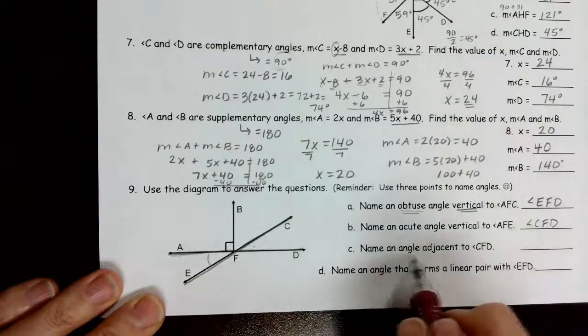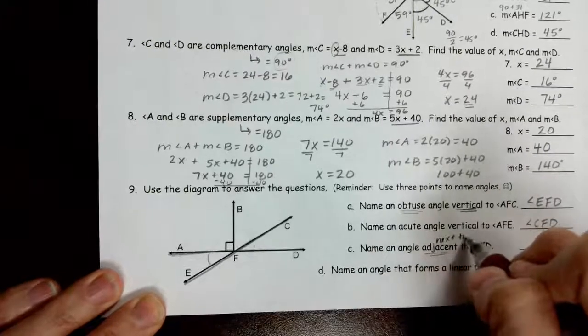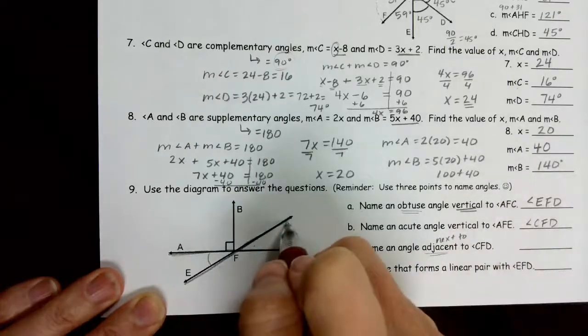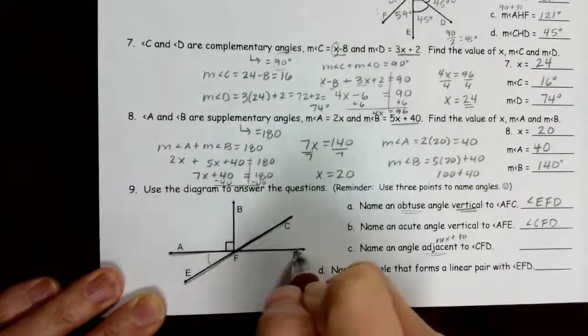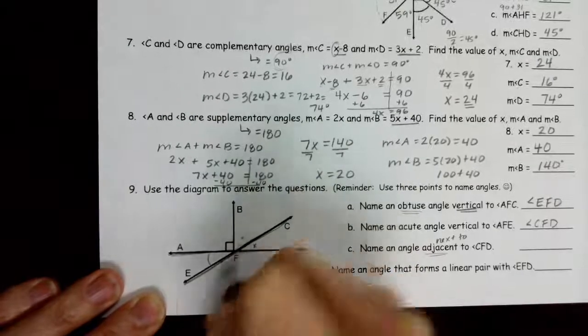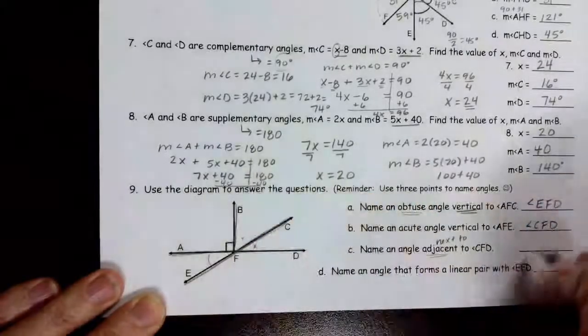Next one says, name an angle that is adjacent. Adjacent means that it is next to. They share a side. They share a vertex. So angle CFD would be this angle here. I have two options. This angle here is next to this angle here. And how do I name that angle? I would name it angle BFC.